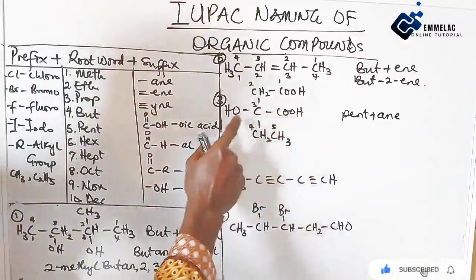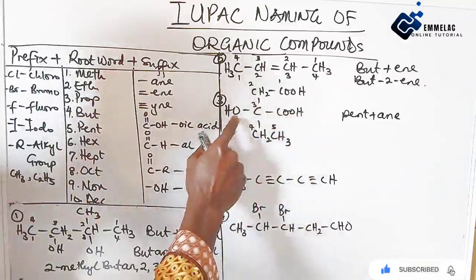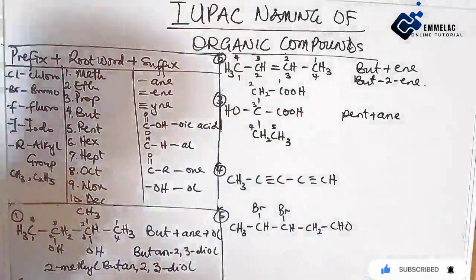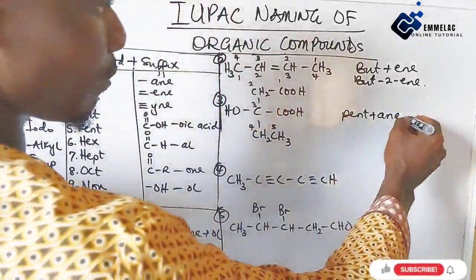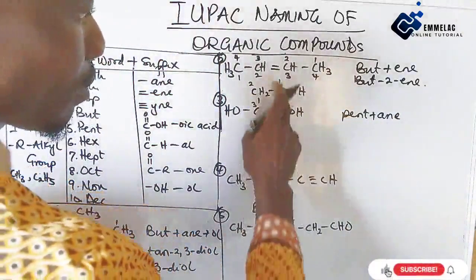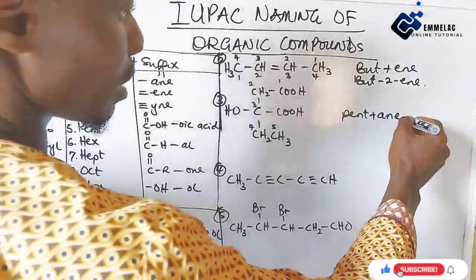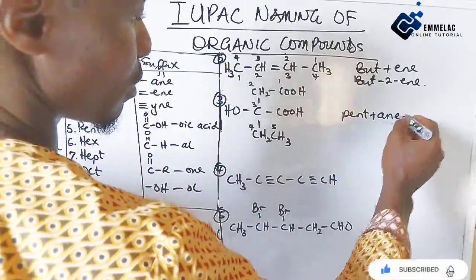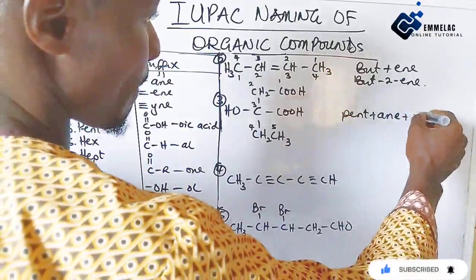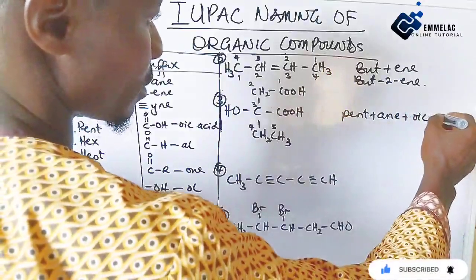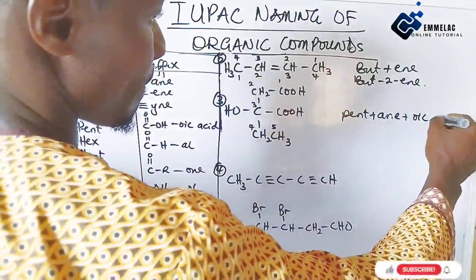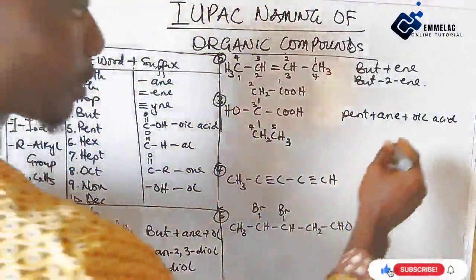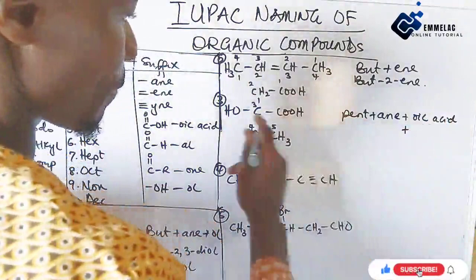So with this 3 here, which one comes first, the carboxyl group or the alkanol group? The first one is the carboxyl group. So here we have 1, 2, 3, plus, we have the oic acid, now plus, we have the ol.